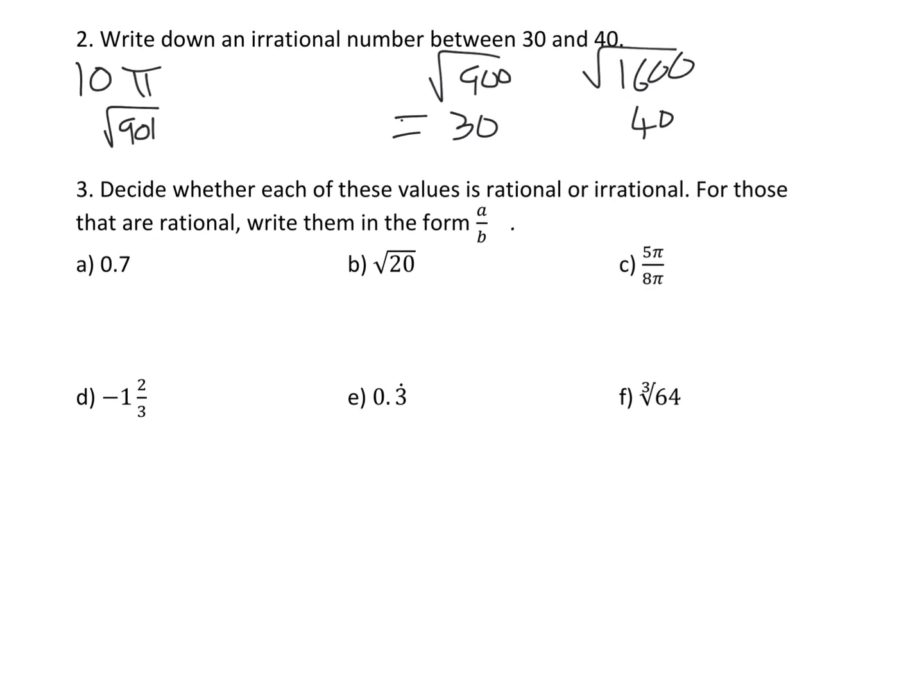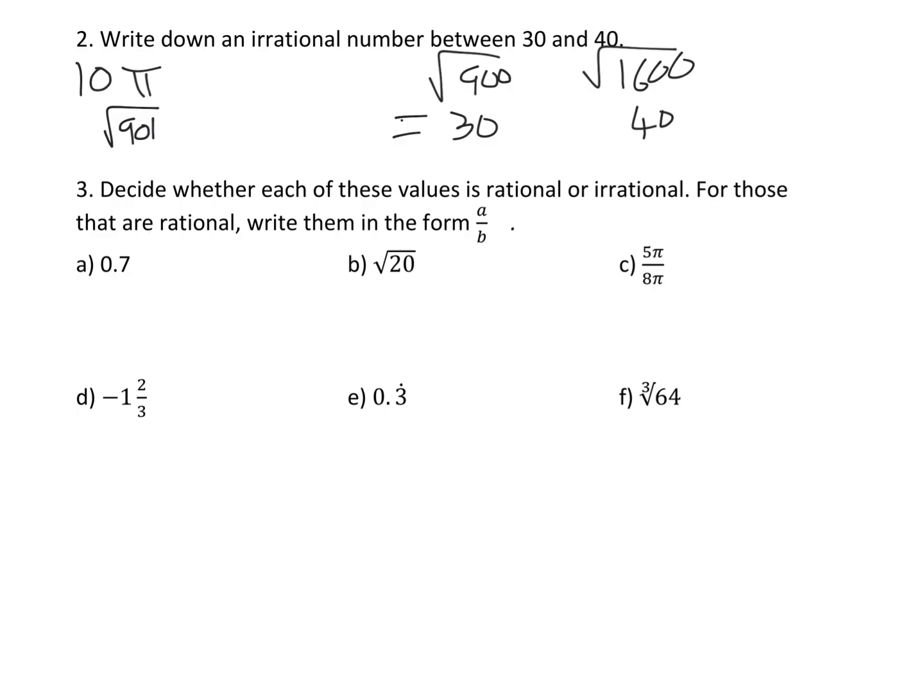Okay, number 3, we've got to decide whether each of the values is rational or irrational. For those that are rational, write them in the form a over b. So really, we want to write them all in the form a over b, because that's proven that they're rational. And that's what you're basically doing in this question. If this here helps you, gives you a bit of a root. But if it didn't tell you that, that's what you want to do.